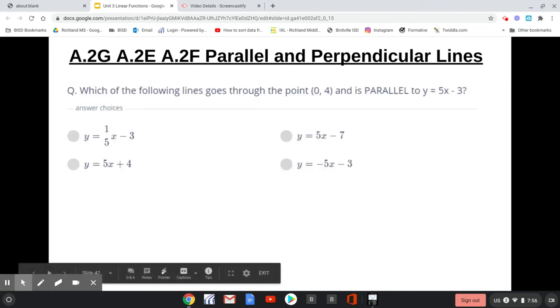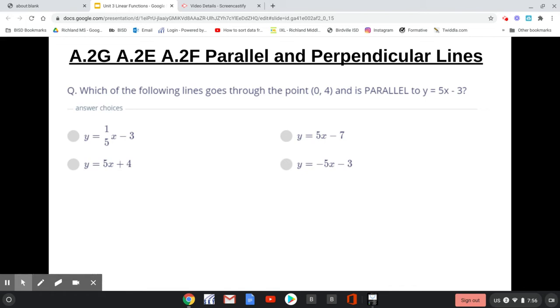Okay, it says, which one of the following lines goes through the point 0, 4 and is parallel to y equals 5x minus 3? Well, we know parallel lines have the same slope, and our slope is 5. So, based on this, we can remove that one, that one. We have a 5 here, and we have a 5 here. We just need to see which one goes through this point.